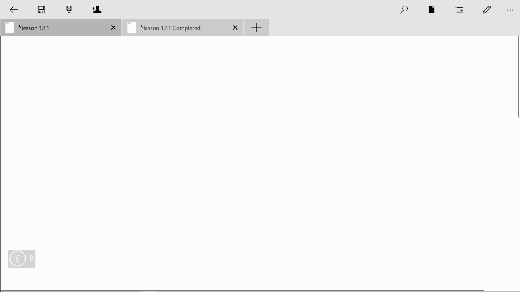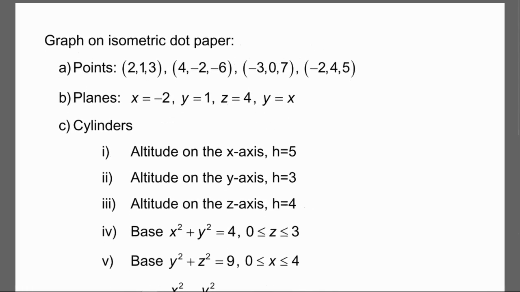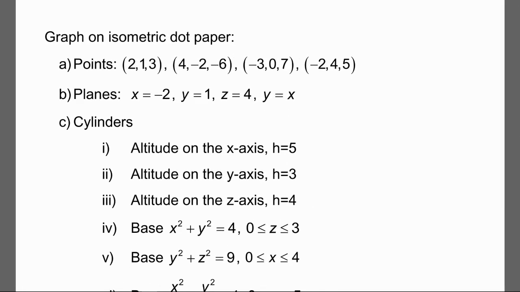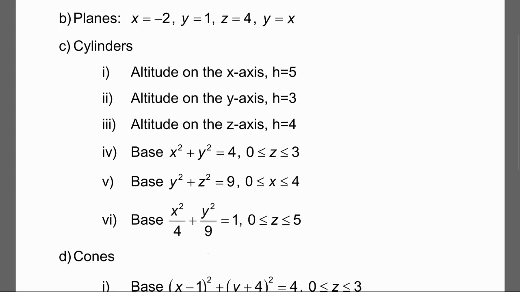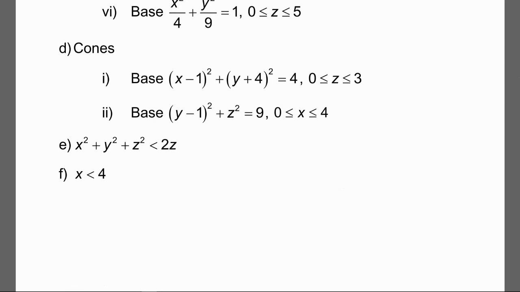Okay, so in addition to what's in the book, the other thing that I put together for you, at the end of the attached notes to the video, is some isometric dot paper. For a little bit of graphing practice, I want you to actually plot what's given here. You've got some points, some planes, some cylinders, some cones, and you can see I've got some inequalities there as well.